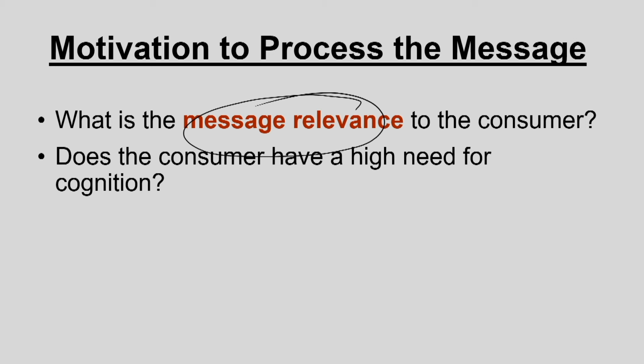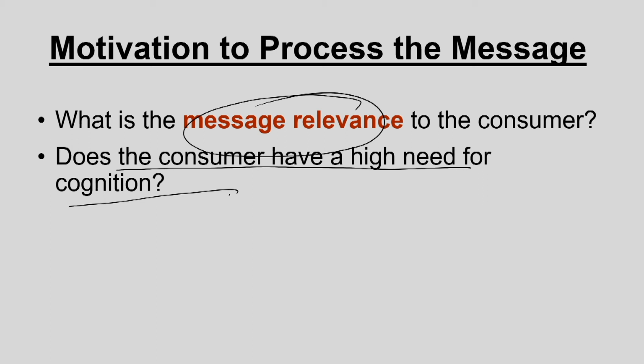For example, small children, give them an LIC ad, what do they do with it? Women, give them an ELSS ad, what do they do with it? Men, give them an ad about some baking thing or how to make clean floors and all, what do they do with it? Right? And so that kind of a thing. So, how much relevant the message is, and second is, does the consumer have a high need for cognition?